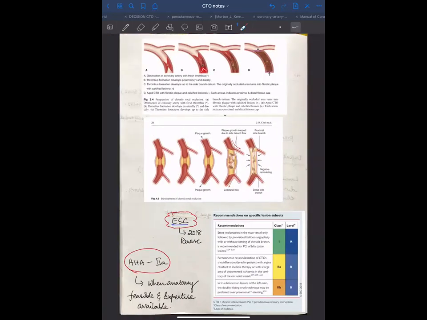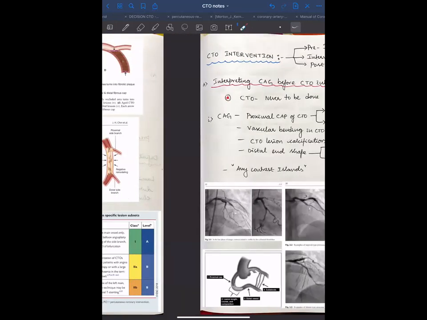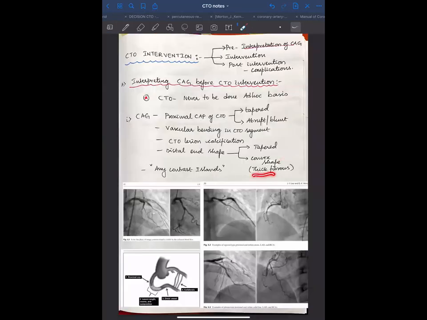It is usually tapered if it is easily negotiable, but once it has become hard and fibrous, it becomes flat or convex in shape in this case, and it is usually thick and fibrous, and then we require different hardware to puncture that, which we will come to.